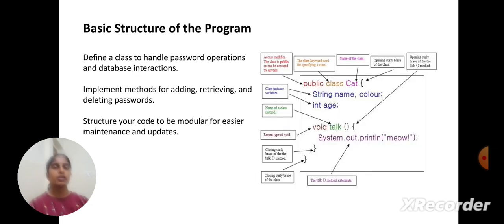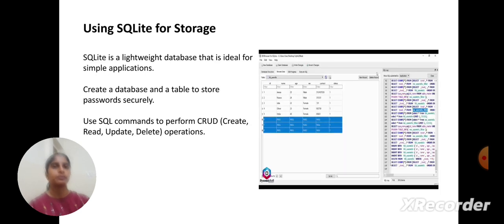Next, basic structure of the password locker program. The first step is to define a class to handle password operations and database interactions. Next step is to implement methods for adding, retrieving and deleting passwords. Next step, structure your code to be modular for easier maintenance and updates. This is the program for the password locker.